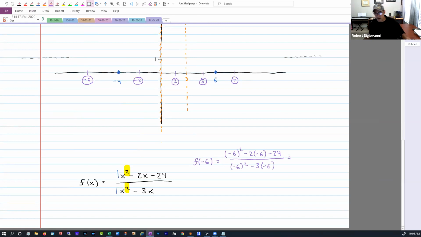And then you just have to be very careful to get this all correct, right? If you mess up a sign here, it's going to be a disaster. So -6 squared is 36. Okay, -2 times -6 is +12. And then -24. All over, see, -6 squared is 36.